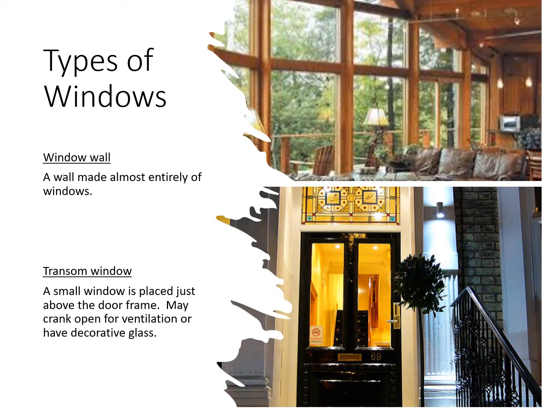Next is window wall. In this type of window, a wall is made almost entirely of windows with a nice outer view. Second one is transom window. A small window is placed just above the door frame. It may crank open for ventilation or have decorative glass.